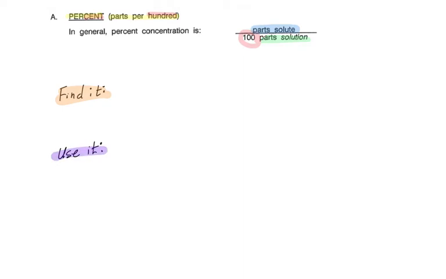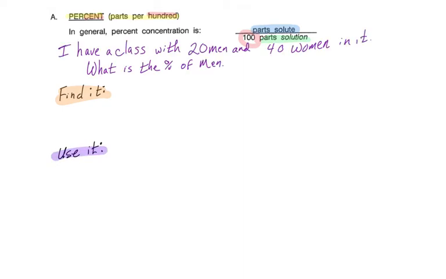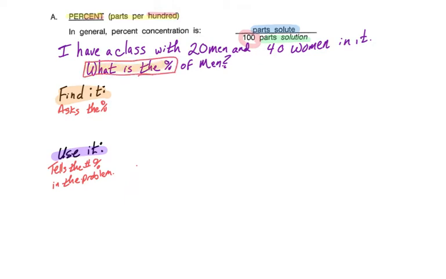Let's bring in an example from your daily life. I have a class with 20 men and 40 women in it. What is the percentage of men in the class? So the first step is to decide whether you have a find it or a use it type of problem. The find it type problems will ask for the percent, whereas the use it type problems will tell you the percent in the problem. In this case, it appears that we have a find it.